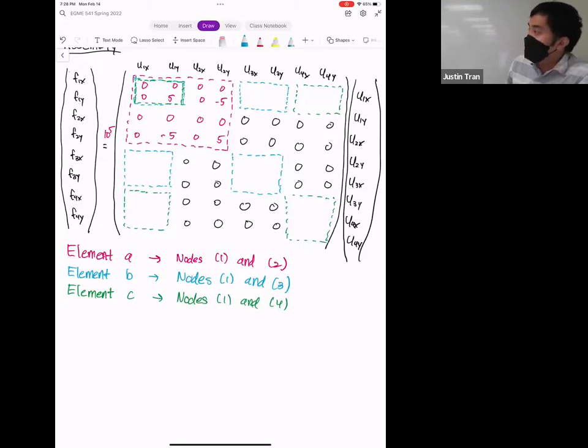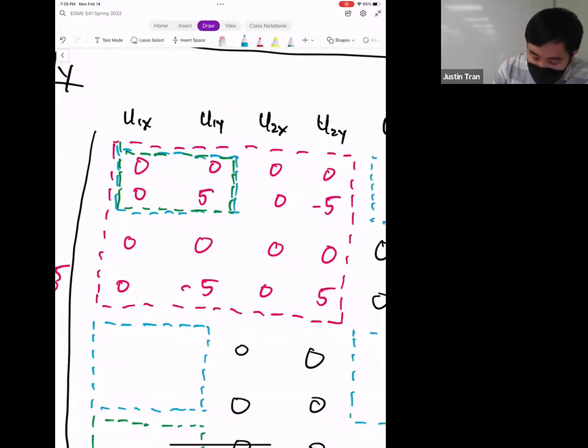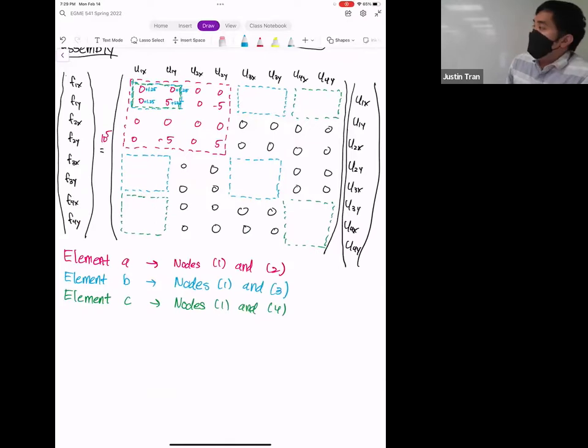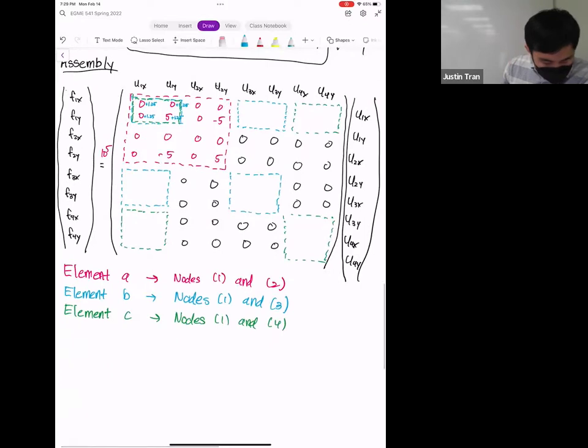Next, we have element B. Element B is the one with a bunch of 1/2s, and so this is going to take a little bit of time. Let me zoom into this area right here. Element B is going to be added to this part right here. We're going to add a 1/2 multiplied by 2.5 times 10 to the 5th, and so 1/2 of that is going to be 1.25. We're going to add plus 1.25, plus 1.25, plus 1.25. Those 1.25s come from the fact that we have a 1/2 inside the matrix here, and we're multiplying by the coefficient in front, which is 2.5 times 10 to the 5th. Then we're going to fill in all the other parts.